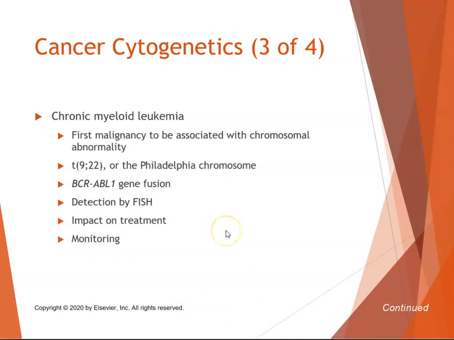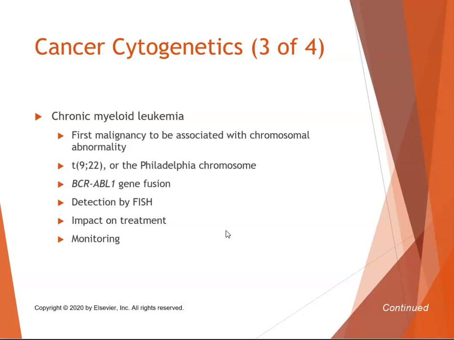All right, so for instance, CML, chronic myeloid, myelogenous, or myelocytic leukemia, was the first one identified that had a chromosome abnormality. That's where we had a BCR-ABL, the little green and red we looked at a few minutes ago. That's a translocation of the 9 and 22 chromosomes, and the name for that is the Philadelphia chromosome. So it causes a BCR-ABL fusion.